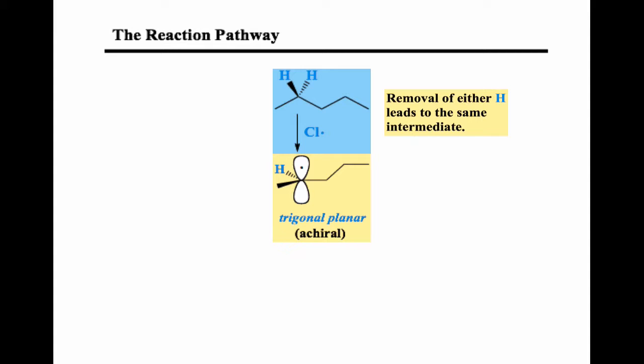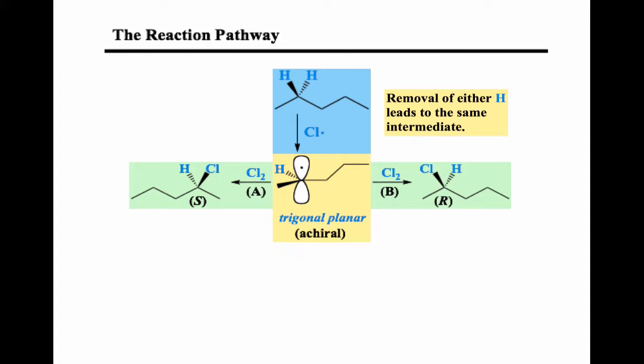And so now this radical is going to react with chlorine, which can either react from the top face or the bottom face, and in doing so, we end up with a mixture of enantiomers. And if you look at this, since this is planar, the odds of attack of the radical from the top or the bottom is exactly 50-50. There's no preference, okay? And so you end up with a racemic mixture.